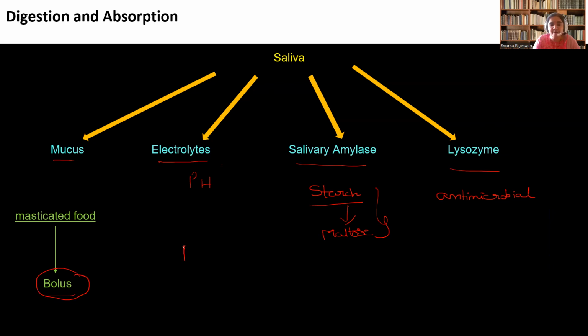This food, which is mixed with saliva, where the starch is converted into more maltose, we call it bolus. Okay, which is called bolus. Now after that, what happens?